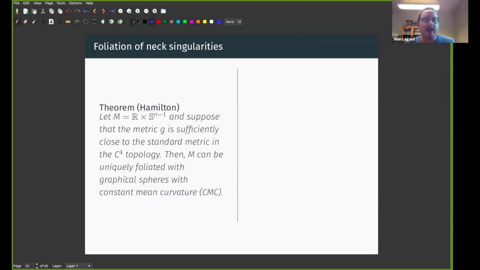Okay, and this is what the theorem of Hamilton is: that you can foliate basically a cylinder of S^(n-1), which is what he called these neck singularities, when your metric g is sufficiently close to the standard metric, by graphical spheres with constant mean curvature.